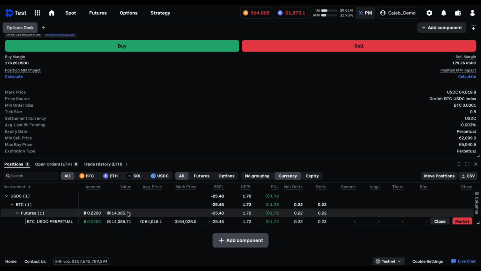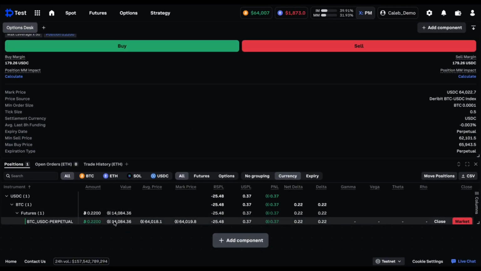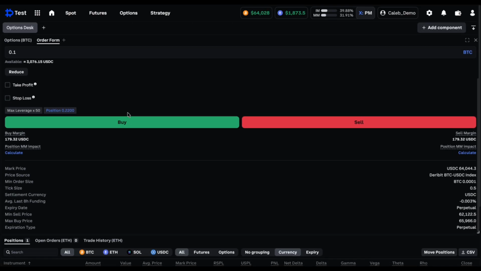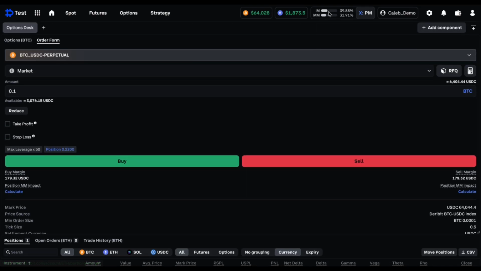Very important, guys. So now I'm controlling $14,000 of Bitcoin, which is 0.2, and it only used about 39% of my available margin. Now I only have $3,000. So that's basically how portfolio margin works.